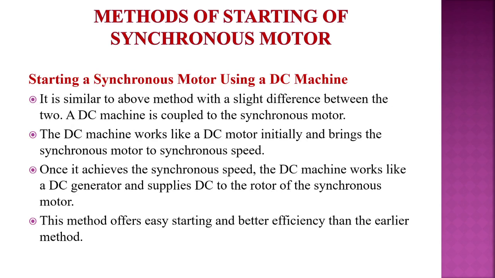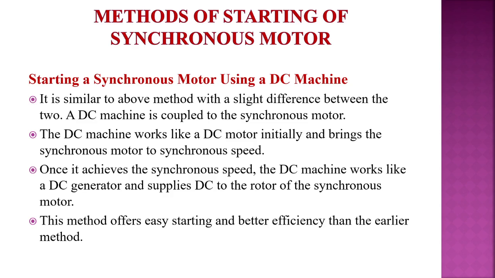Okay. Now the second one, starting a synchronous motor using a DC machine. It is similar to the method where we use an induction motor to start the synchronous motor, with a slight difference between the two. A DC machine is coupled to the synchronous motor here, and the DC machine will work like a DC motor initially and brings the synchronous motor to synchronous speed. After achieving the synchronous speed, the DC machine will work like a DC generator, and it will supply DC to the rotor of the synchronous motor.